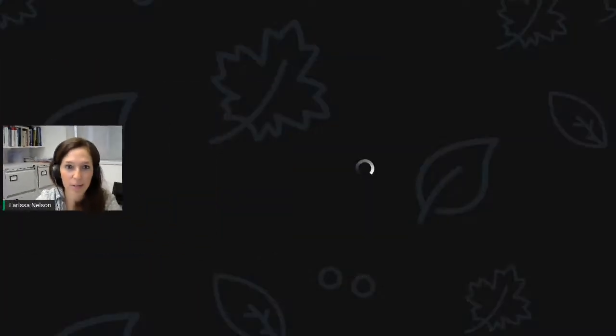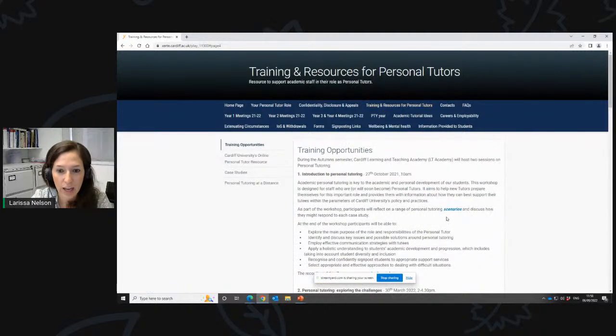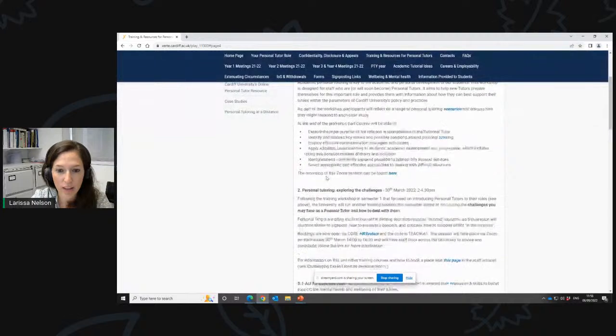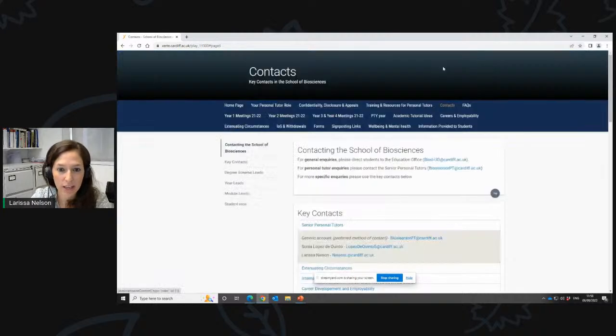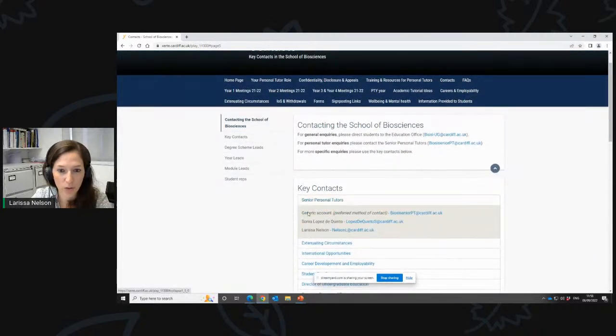So hopefully now you can see the toolkit, and you'll be able to see that we've got a home page, we've got information on confidentiality, we've got training and resources specific to our personal tutors, and sometimes, as you can see here, we might link to other aspects. So there are other pages that we direct them to. So we've got personal tutor training that is university wide. So we're not recreating training, for example, but we're showing them where they can find it. And we've got our contact page. So all the contacts for different people are here. So for example, we've got links that go directly to the email addresses.